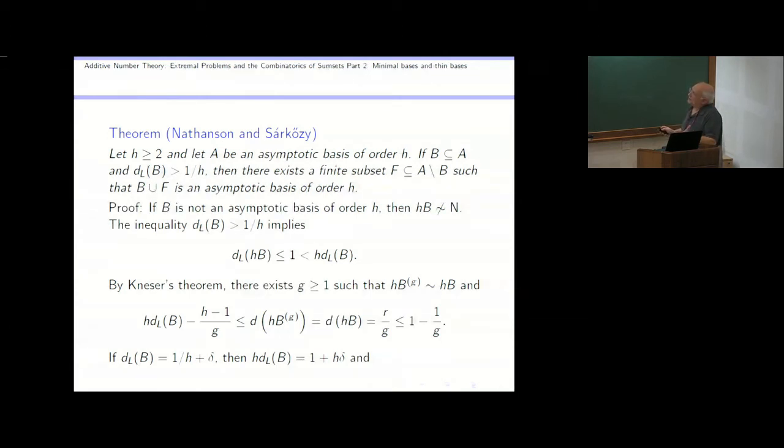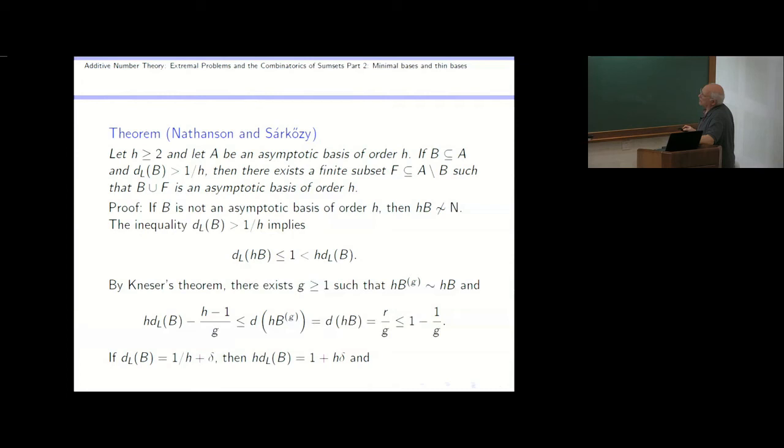Of course, if B is an asymptotic basis of order H, you're done. Just add the empty set. So suppose B is not an asymptotic basis of order H, which means HB does not eventually coincide with the set of all of the non-negative integers. And because the density of B is greater than 1 over H, the density of HB, which is less than or equal to 1, is strictly less than this. So we're in the second case of the combinatorics theorem.